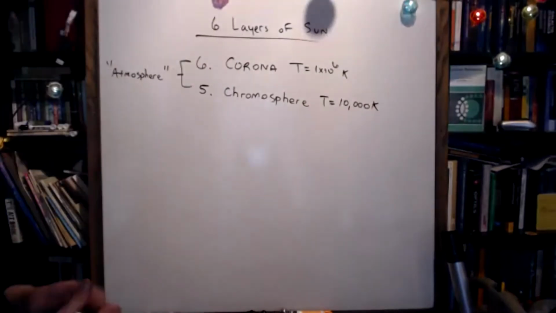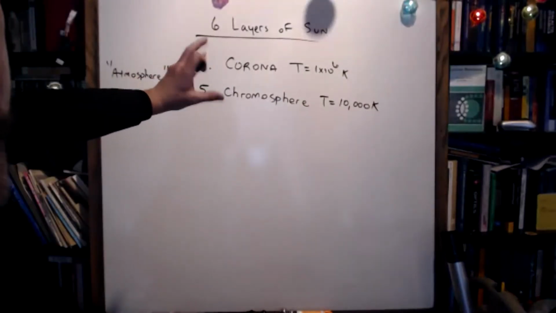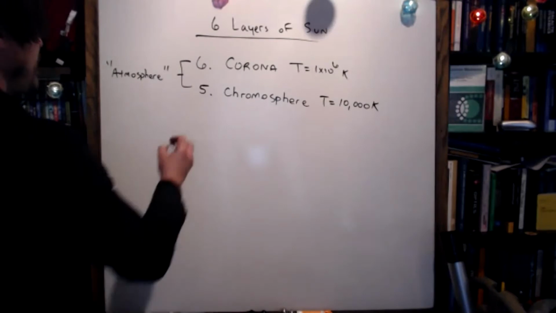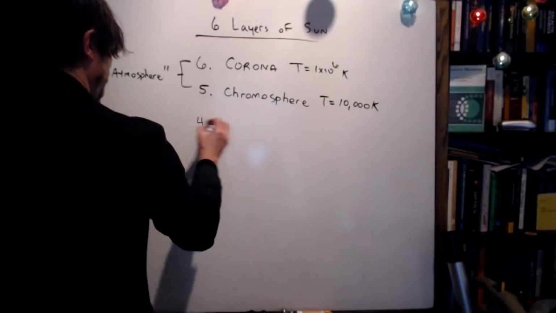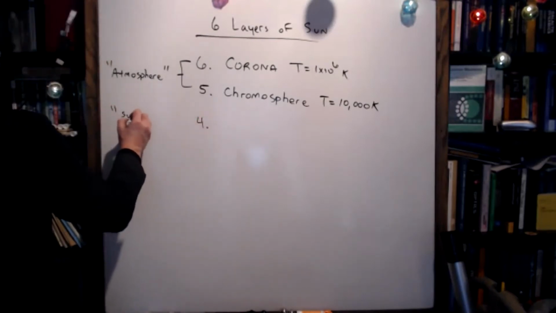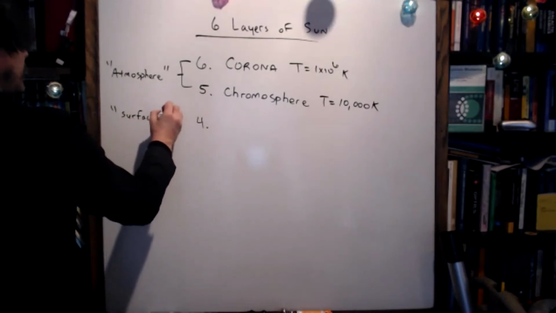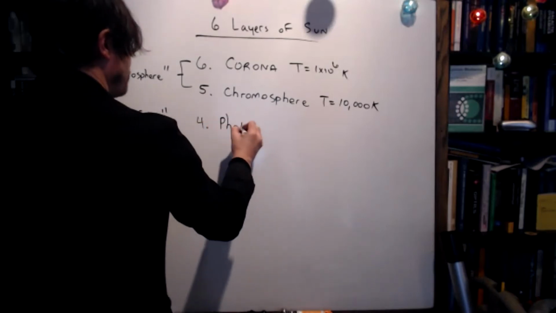Moving on. So those are kind of wispy atmospheric layers. Then there's the layer that we think of as being kind of like the surface of the sun, and that's the photosphere.